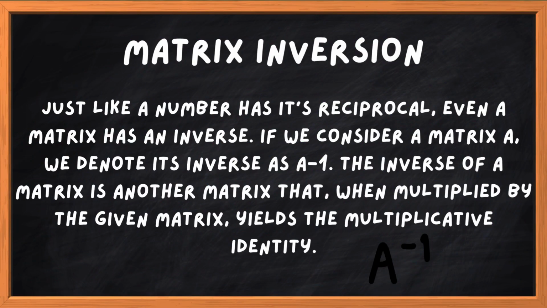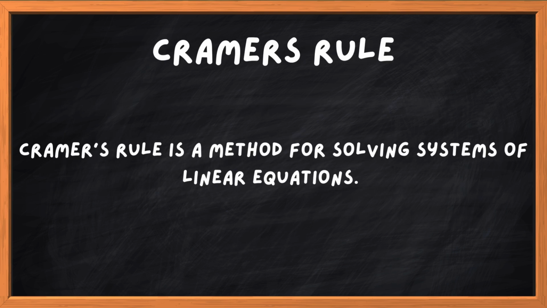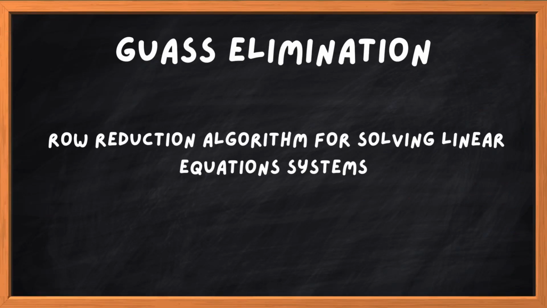Matrix inversion. Just like a number has its reciprocal, even a matrix has an inverse. If we consider a matrix A, we denote its inverse as A⁻¹. The inverse of a matrix is another matrix that, when multiplied by the given matrix, yields the multiplicative identity. Cramer's rule. Cramer's rule is a method for solving systems of linear equations. Gauss's elimination. A reduction algorithm for solving linear equation systems.